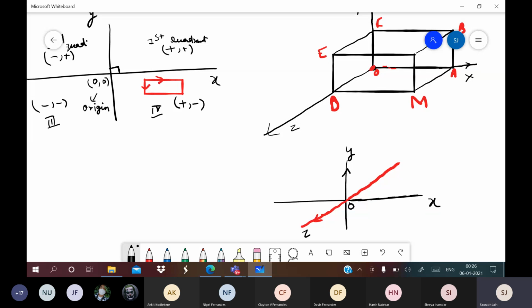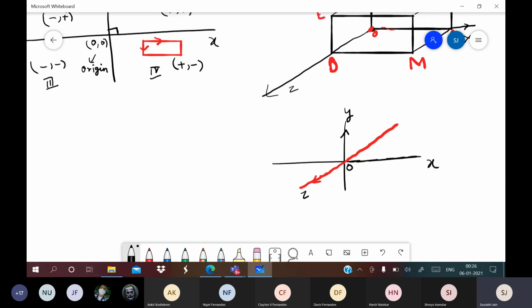These three lines divide the whole space in 8 equal parts. Now I'm going to tell you a very easy method to remember those octants and the sign conventions. What we are going to do, listen carefully.